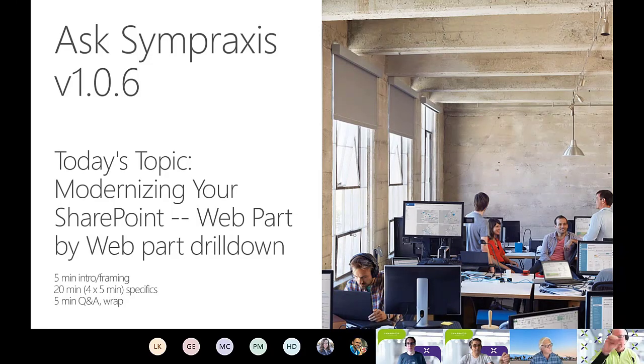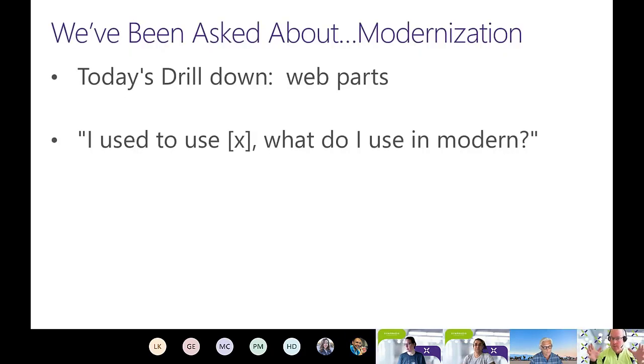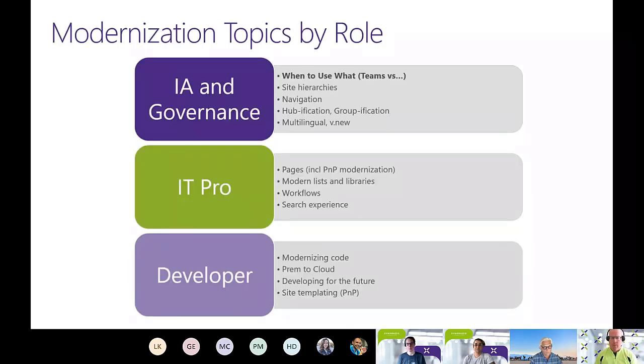So we're going to talk about a little bit of mapping on a web part by web part basis. I used to do X in classic. I intend to do Y in modern. So this is where we're drilling down. This kind of goes to that group shot of the roles and the different approaches that we have. Today, we're really going to focus primarily on the IA and governance piece and the when to use what piece. And it's not so much application specific when to use what as it is within SharePoint specifically.